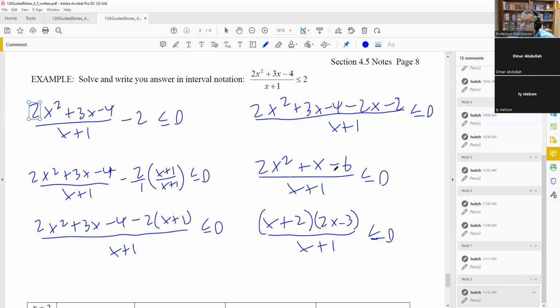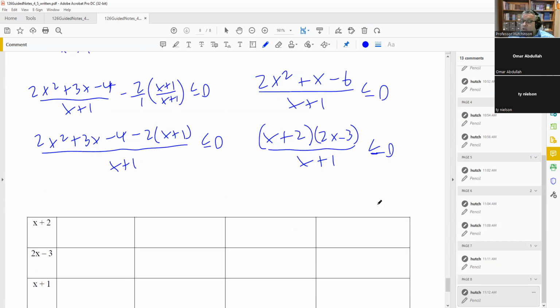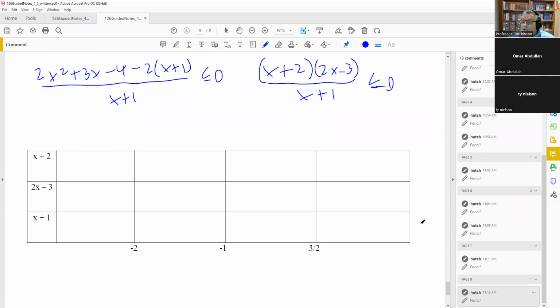What you would do after this point is you would set all 3 of those equal to 0 to get your numbers that would go on the number line. So we'll do this one by number line here. If you take the x plus 2 set equal to 0, you get minus 2. X plus 1 set equal to 0, you get negative 1. You take 2x minus 3 equals 0. You add the 3, divided by 2, and that's where we get the 3/2 from. Notice right here, we've got all three of our factors, x plus 2, 2x minus 3, and x plus 1. All those are in our column.